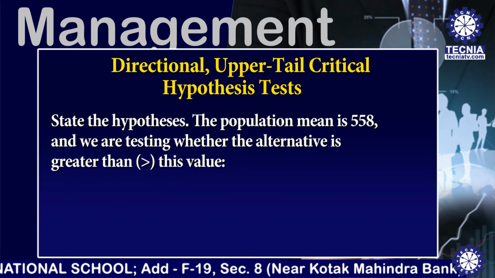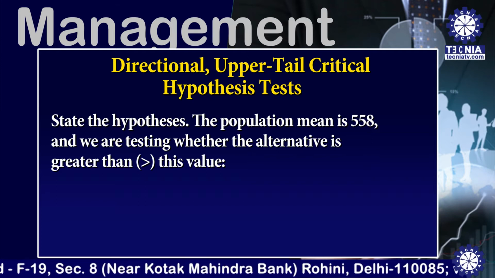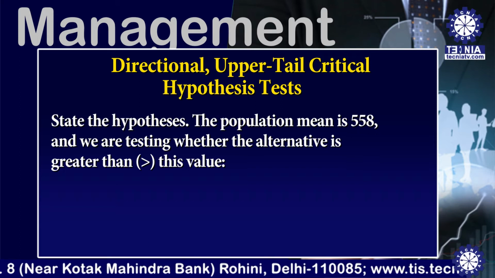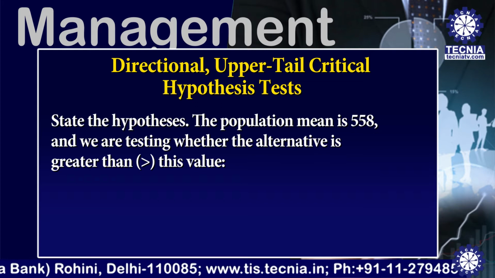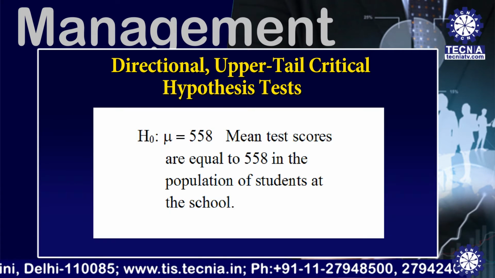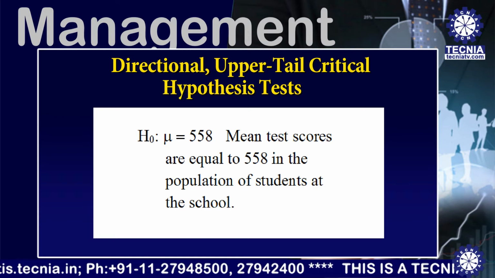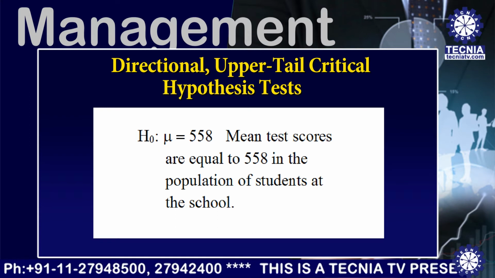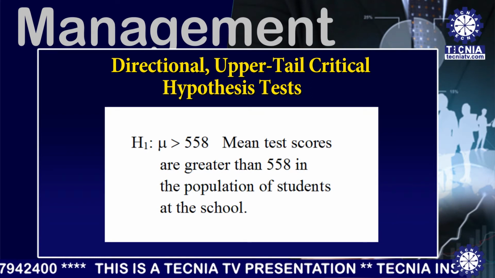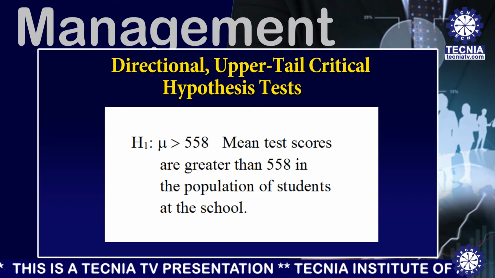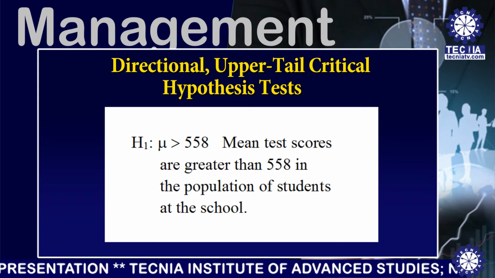Now I am explaining step 1 of the hypothesis testing. Step 1 is concerned with stating the hypothesis. The population mean is 558 and we are testing whether the alternative is greater than this value. H0, which is the null hypothesis, mu equal to 558. That is, mean test scores are equal to 558 in the population of students at the school. Alternative hypothesis H1, which is here represented by mu greater than 558. That is, mean test scores are greater than 558 in the population of students in the school.